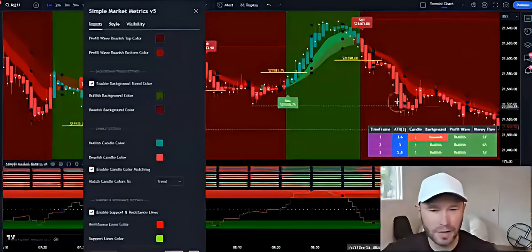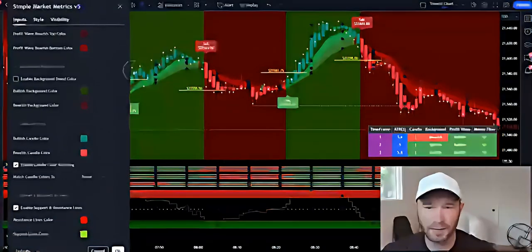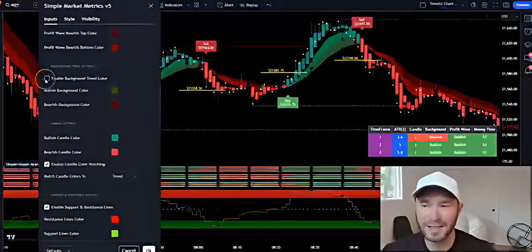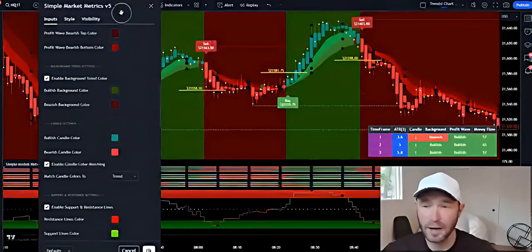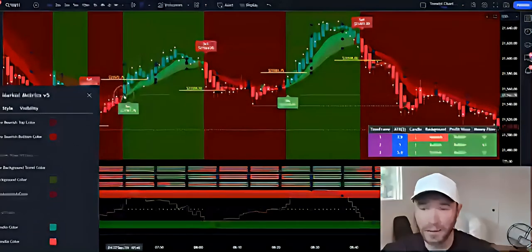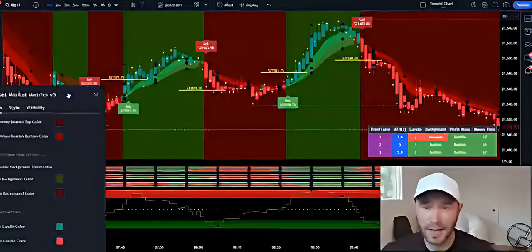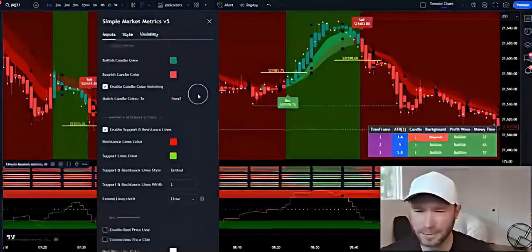Enable background trend color. This is extremely important. If I take this off, this is going to get rid of the background color, literally showing you bullish and bearish movements. This is so powerful because when this switches over, I have some traders, no joke, you guys, that literally buy when this switches to green, sell when it goes to red, buy when it goes to green, and sell when it goes to red, and that's how they're trading themselves. You know, try to fit a style that works best for you.